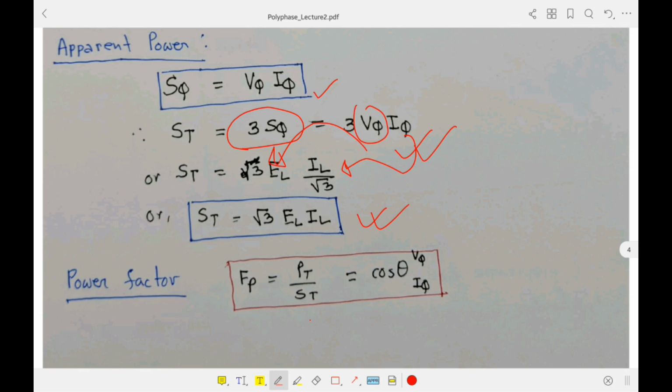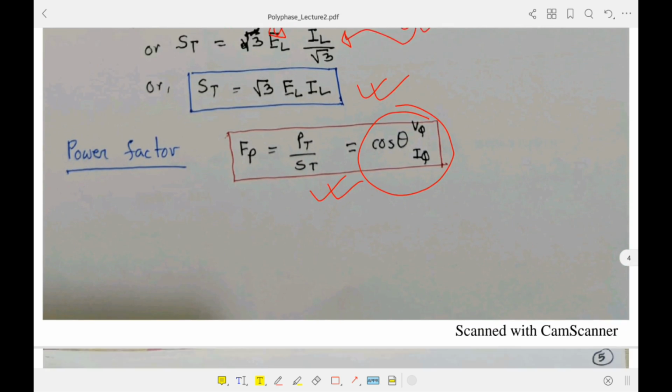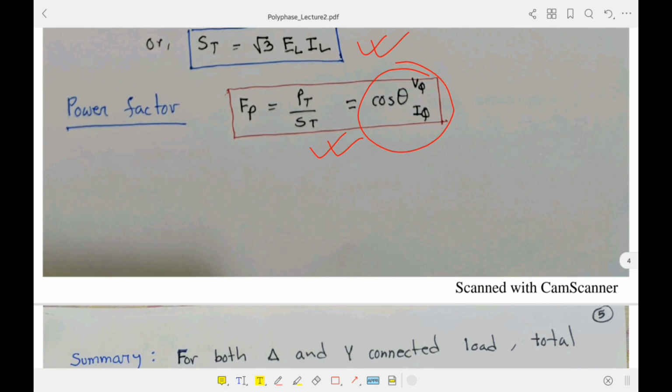And now the final expression of power factor. So power factor, we know, is the ratio of real power to apparent power, so it appears as cos theta. So far we have shown both power expressions for both Y connections and delta connection.